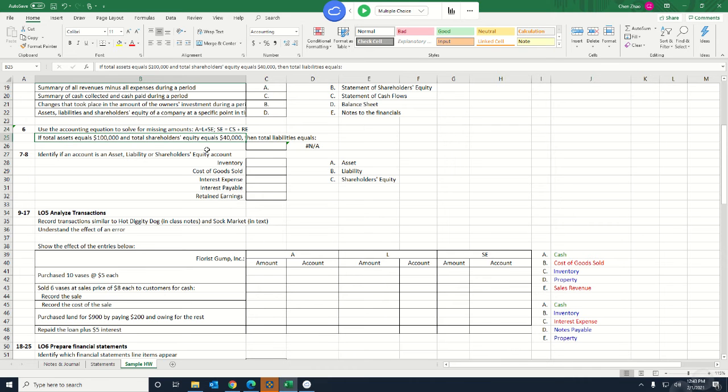If total assets equals 100,000 and total shareholders' equity equals 40,000, then total liability will be equal to. I will give 1 minute.